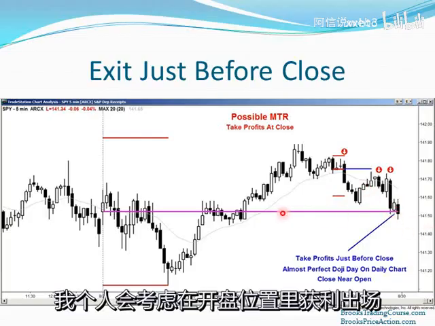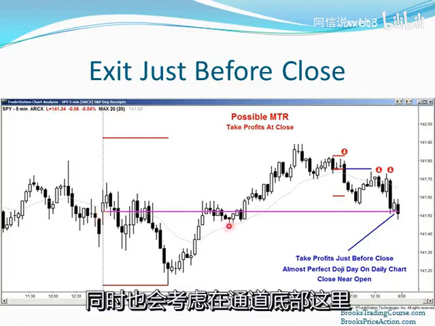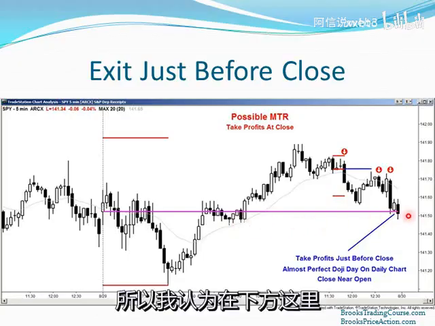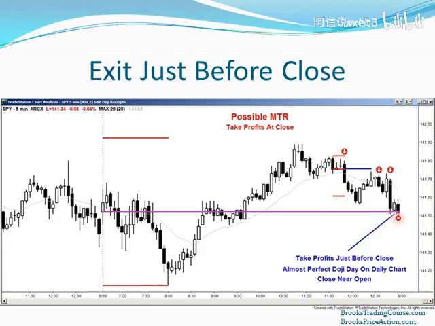To me, I would consider taking profits right around the open, especially since we're getting some buying pressure at that support level. And I would also consider taking partial or full profits around the bottom of the channel. So I think it would be okay to take partial swing profits or full swing profits down here.